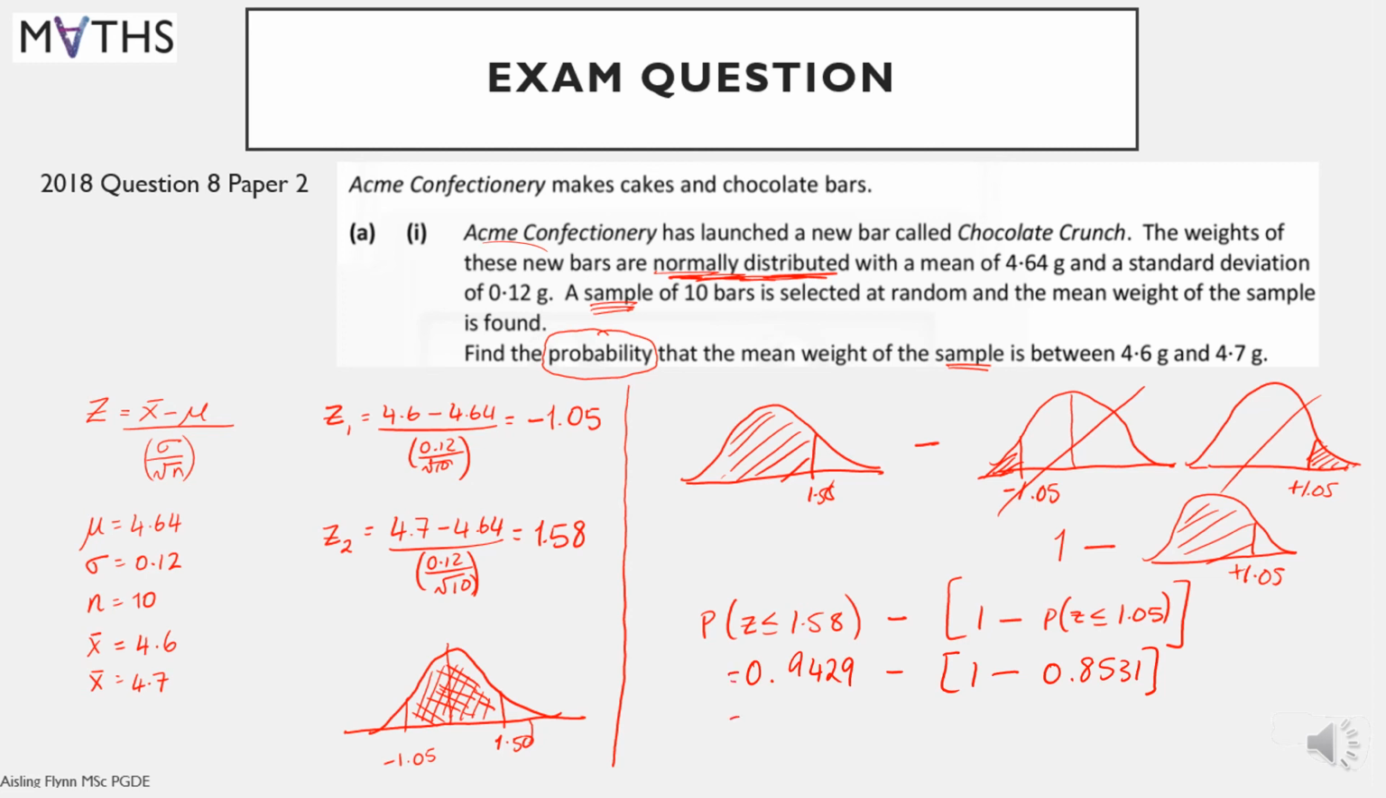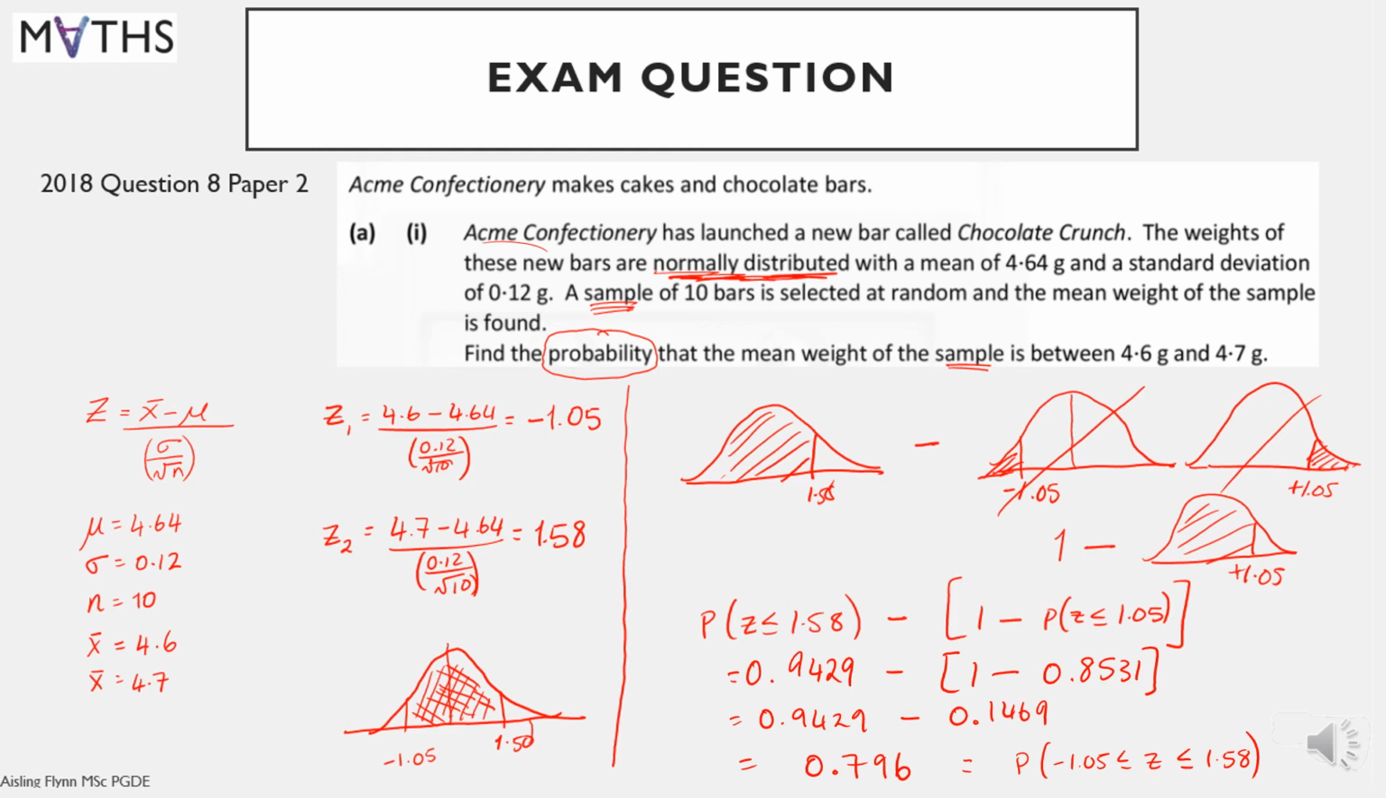And when your calculator figures that out, well, let's do the bracket first. 1 minus 0.8531 is 0.1469, and 0.9429 minus 0.1469 we get 0.796. Now that's the probability that our z-scores lie between minus 1.05 and plus 1.58. But that also gives us the probability that the mean weight of the sample is between 4.6 and 4.7 grams.